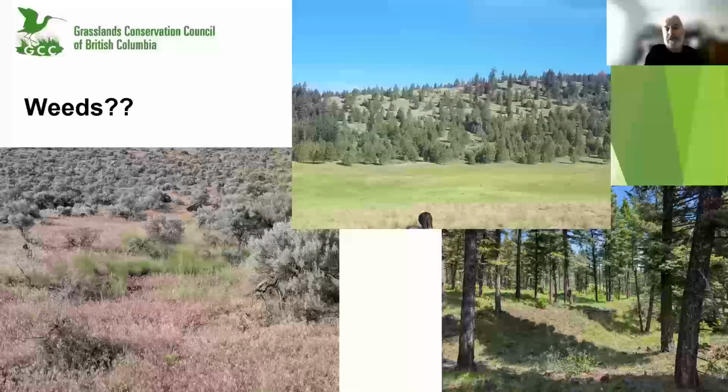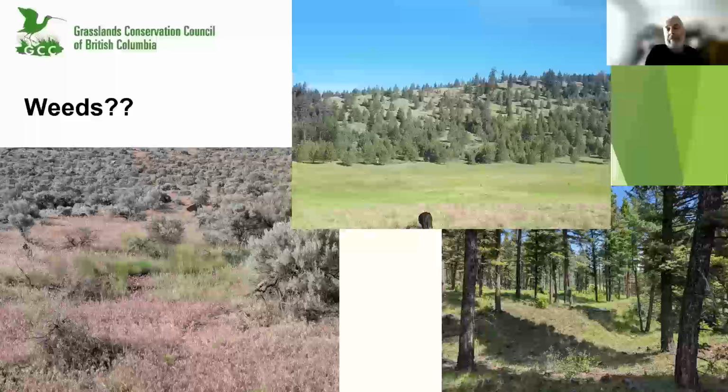The upper picture is of ponderosa pines moving in on what would be a grassland right above it. All those pines are 50 years old or less. And so before that, that was an open slope, which would be covered with balsamroot in the spring. But as those fill in, you lose your bunchgrasses, you lose your biodiversity, and you increase your fire hazard.